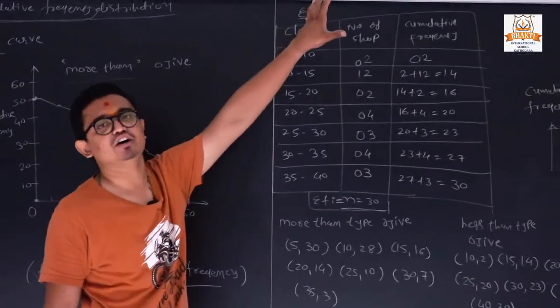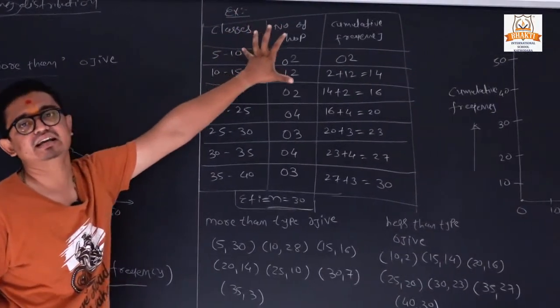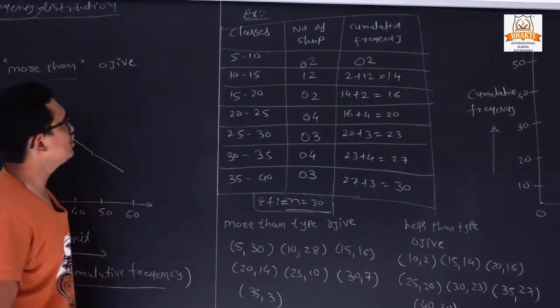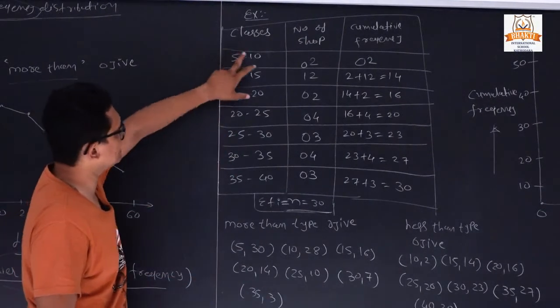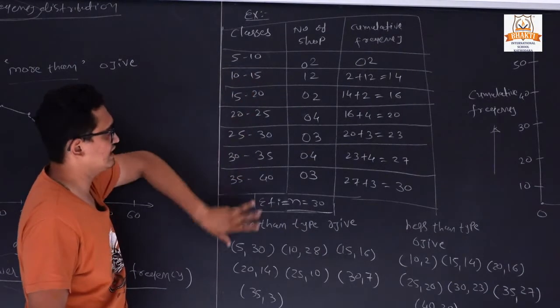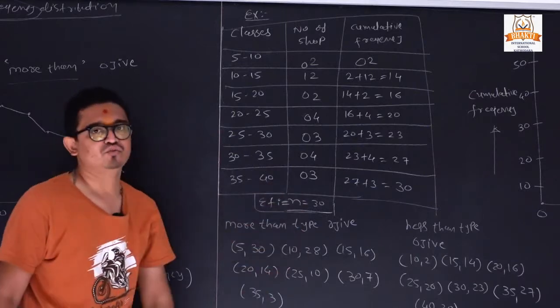How can we draw the ogive curve in a real practical situation? What can we do? Here I am writing the classes. See, the classes are 5 to 10, 10 to 15, similarly like that, up to 35 to 40.